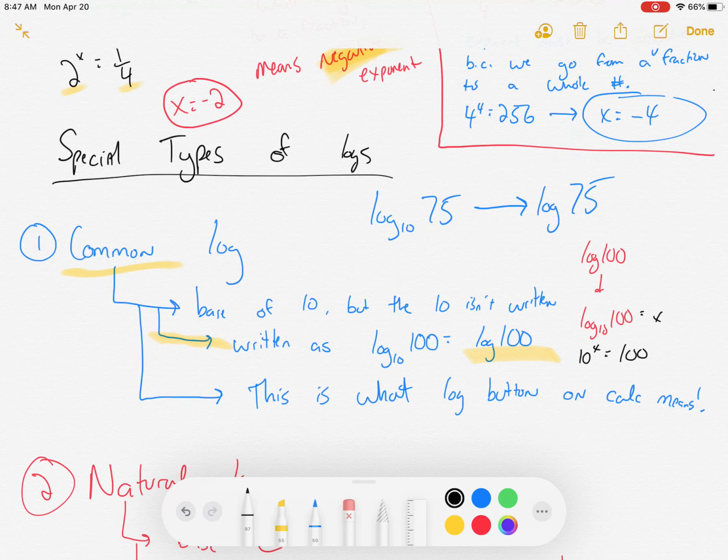Now, it's kind of weird if you use an iPhone calculator. So if you open up your iPhone, I'm not sure about Android.